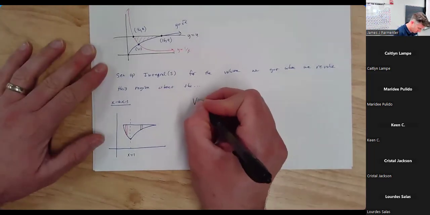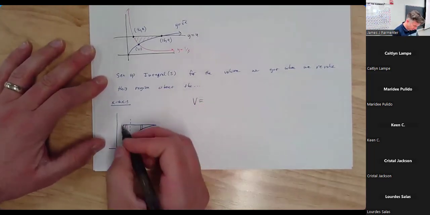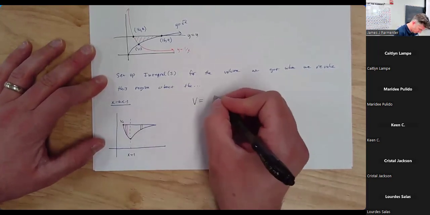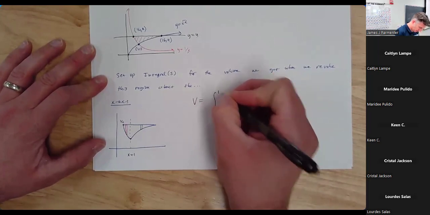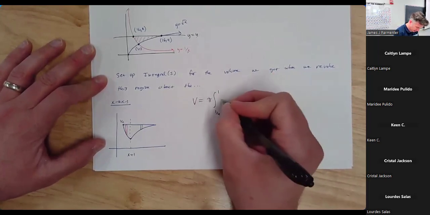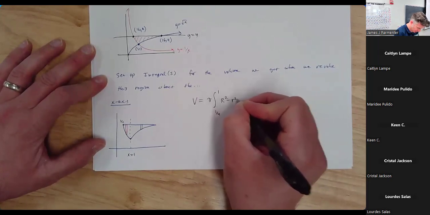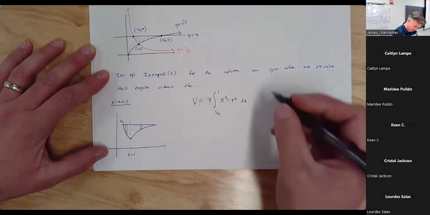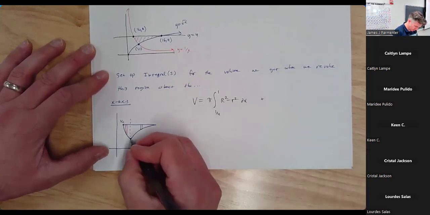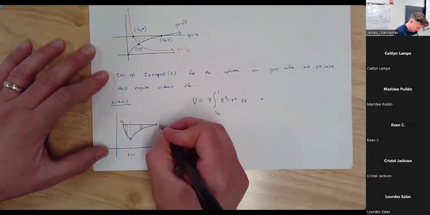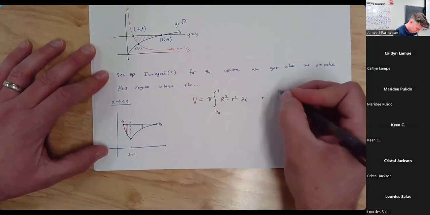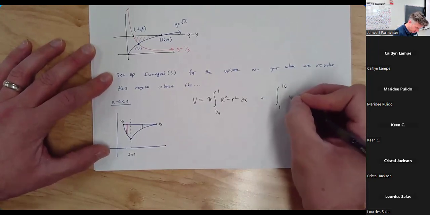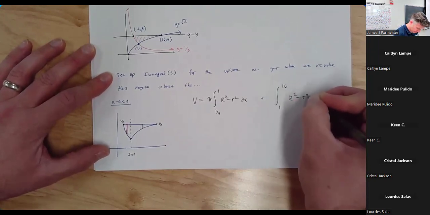My volume is going to be, well, I'm going to have one integral that goes from x equals 1/4 to x equals 1. And it's going to be pi times my large radius squared minus my little radius squared. And then for the other one here on the right, I'm going to have another integral that goes from x equals 1 to x equals 16. And it's going to be, again, the large radius squared minus the small radius squared.